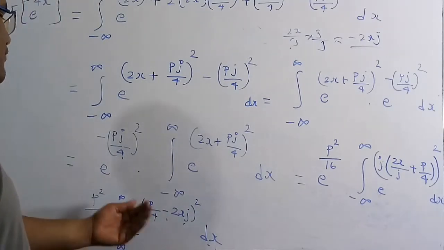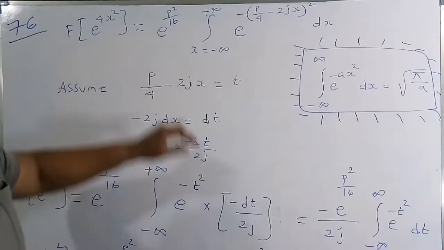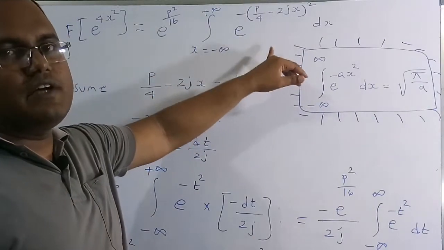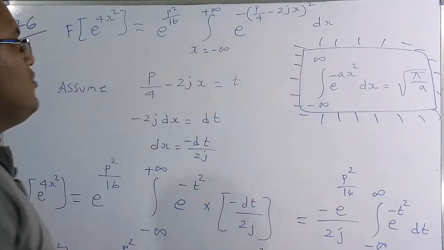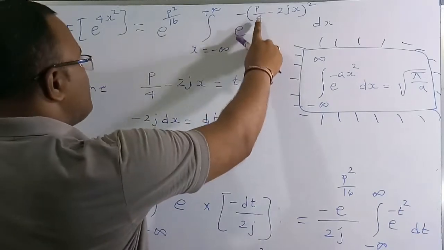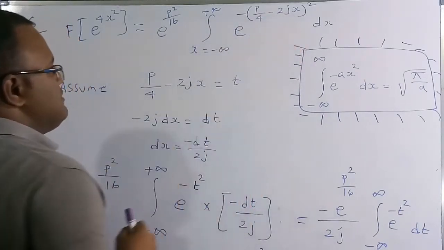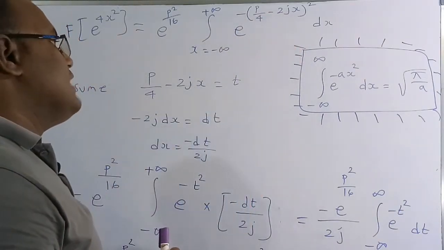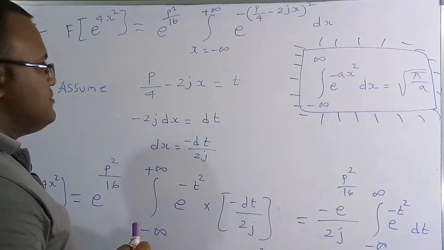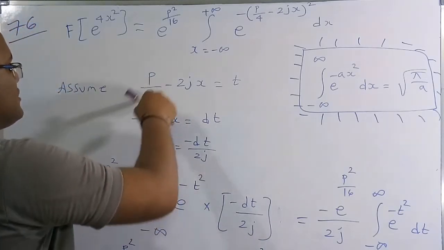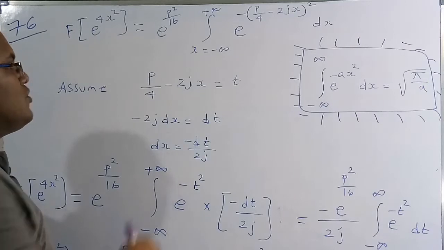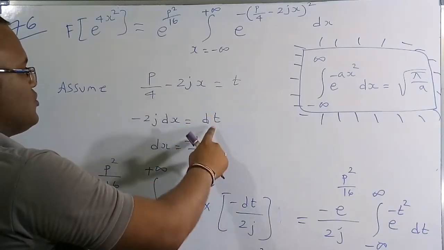Now I will do the further simplification of this expression. This is the same expression I have written. Now I am going to assume p by 4 minus 2jx as some variable t, and differentiate with respect to dt. This is a constant value, so its differentiation is equal to 0. So minus 2j into dx is equal to dt.